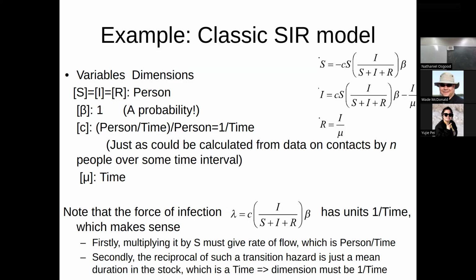Same thing with this. This is just subtracted from this. Here, this mu is the duration of time they spend infected. So I over mu is of dimension person per unit time, right? That's what we want. Is subtracting this person per unit time from this person per unit time meaningful? Darn right it is. And this is person per unit time. Okay, okay.